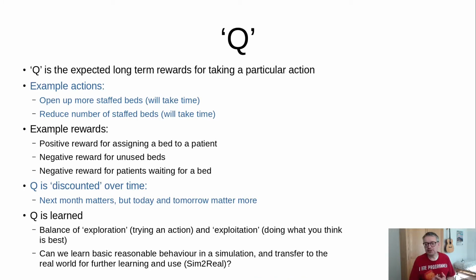And finally, Q is learned, so we give them no rules, these agents, what to do. They learn by trial and error. So they need to explore, trying different actions. And then they need to balance that with exploitation, doing what they think is best from what they've learned so far. And exploration in the real world can be risky. So there is also a concept, can you learn reasonable behaviour in a simulation and then transfer that to the real world to refine further learning. This is sometimes called sim to real transfer.